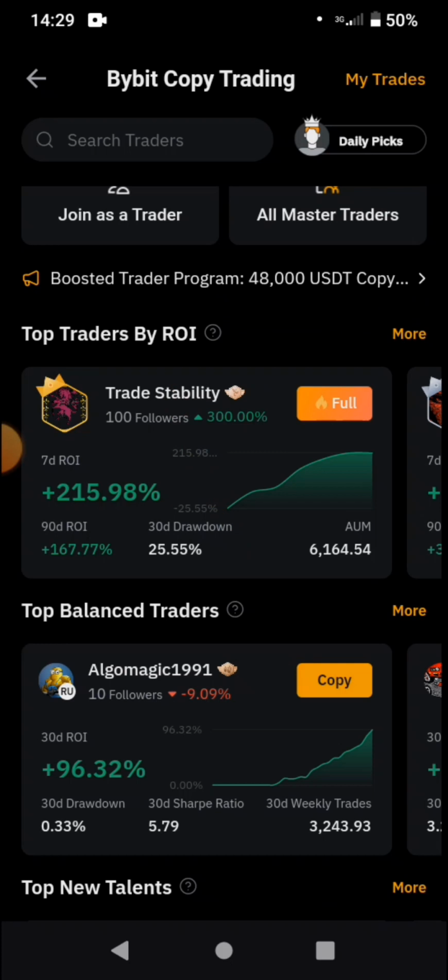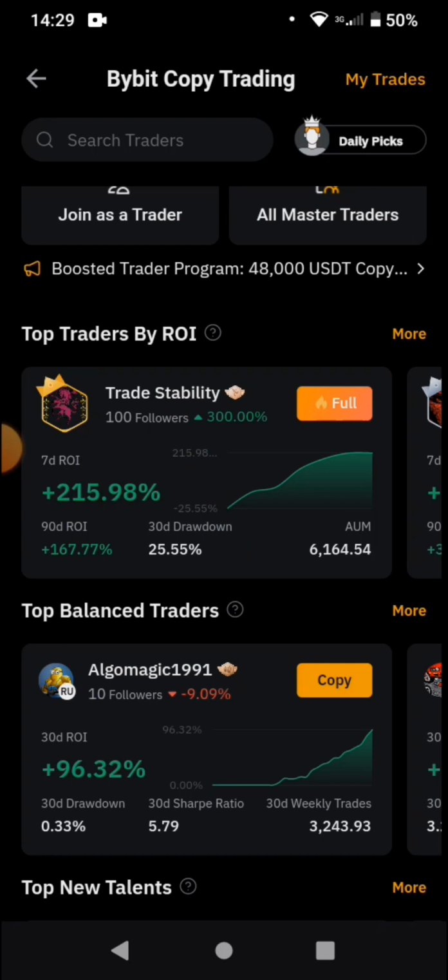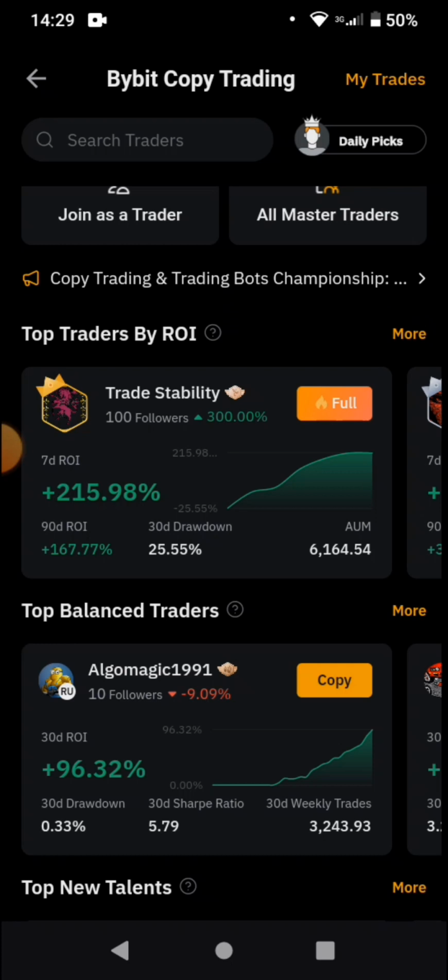These are traders that are going to give you the highest amount of return on investment. Let's say you invested $50. When you invest $50, maybe they are going to give you 25% of $50, 30%, 50%, 100% of $50 when you copy their trade. So this is basically what is meant by ROI.